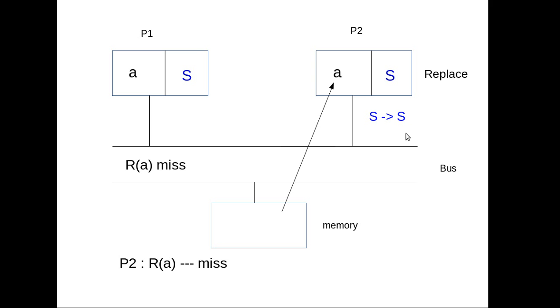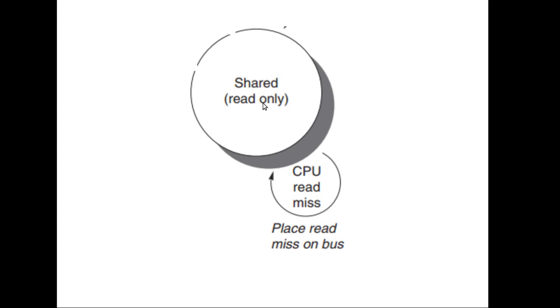So this cache line was completely replaced, that too from shared to shared. Previously this cache line has B in shared state. Now it has A in shared state. So we are moving directly from shared state to shared state on read miss. So here from shared state to shared state on read miss we are moving.